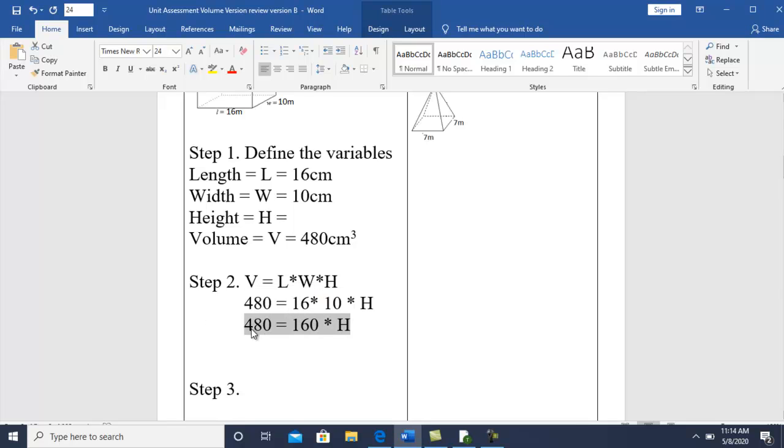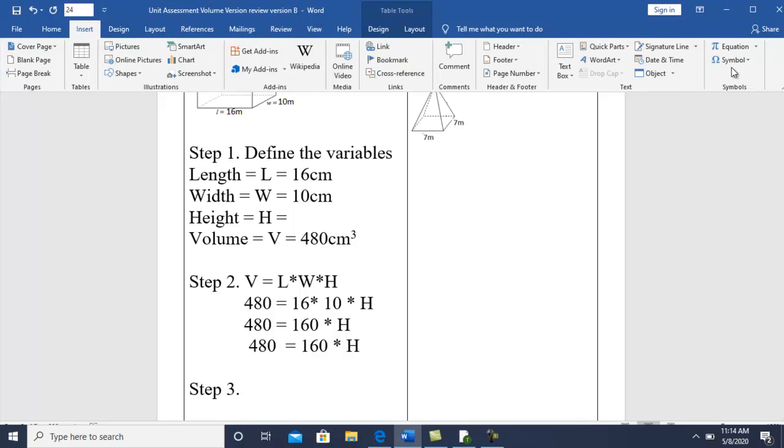So what we're going to do is we're going to take both sides of the equation and we're going to divide both sides by 160. We're going to take 480 divided by 160. Okay, so if I do that to the left side, I've got to do that to the right side.